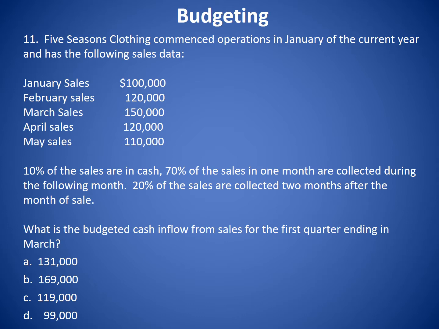10% of the sales are in cash, 70% of the sales in 1 month are collected during the following month, and then 20% of the sales are collected 2 months after the month of the sale. So the question here is, what is the budgeted cash inflow from sales for the first quarter ending in March?